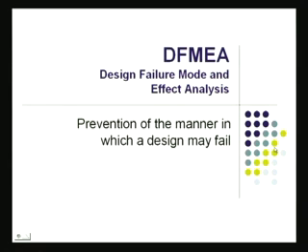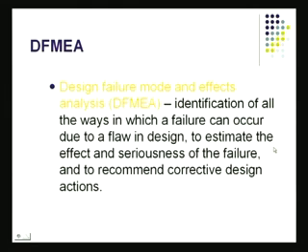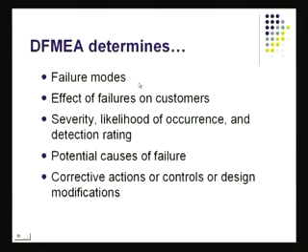This leads right into our design failure mode and effects analysis. Now we are looking at designs themselves, and we'll be following the same routine that we did for basic FMEA. Identify all the ways in which the failure can occur, and of course we are trying to do this when we've got the design on the drawing board. Estimate the effect and the seriousness of the failure and recommend corrective action. And the corrective action here is going to be a modification of the design. So again, design failure mode and effects analysis.